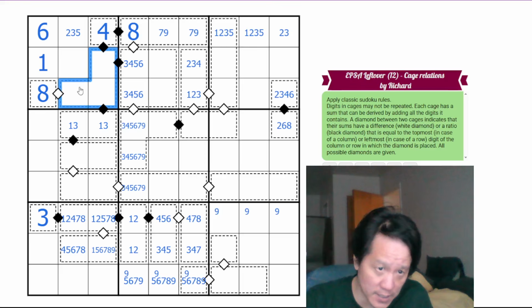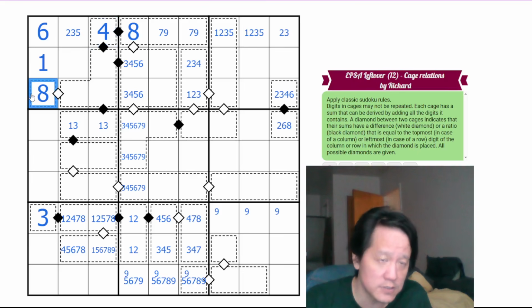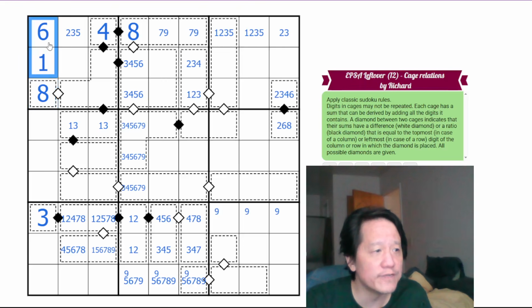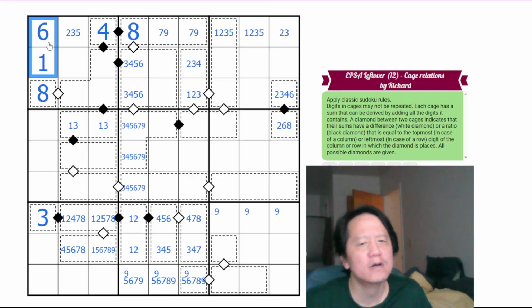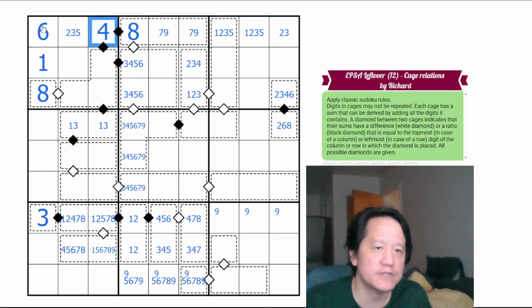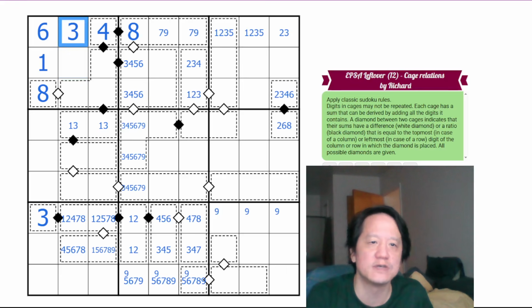This is 16. We have 4 and 8 here. That's 12. 12 plus 16 is 28. Plus 7. Right, so this is 10, 19 plus 16 is 35. So the remaining two digits must add up to 10. Cannot be 5 and 5. Can't be 2 and 8. This has to be 3 and 7. So that's 3 and 7, which forces this to be 2.